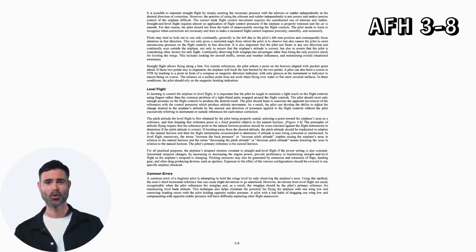It is also important that the pilot not fixate in any one direction and continually scan outside the airplane, not only to ensure that the airplane's attitude is correct, but also to ensure that the pilot is considering other factors for safe flight. Continually observing both wingtips has advantages other than being the only positive check for leveling the wings. This includes looking for aircraft traffic, terrain, and weather influences, and maintaining overall situational awareness.